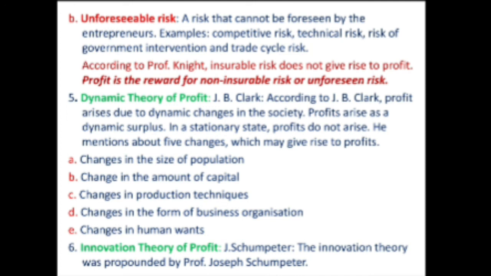Then we have dynamic theory of profit given by J.B. Clark. According to J.B. Clark, profit arises due to dynamic changes in the society. Profits arise as a dynamic surplus. In a stationary state, profits do not arise. He mentions five changes which may give rise to profit.